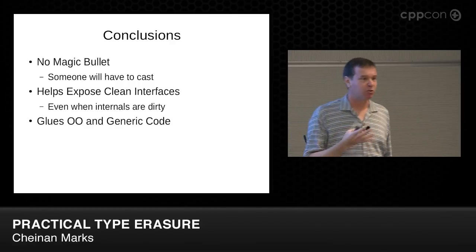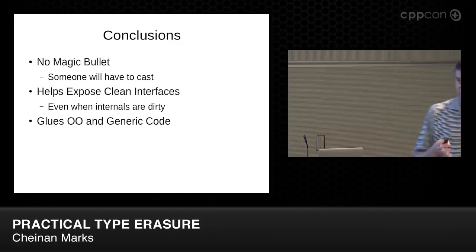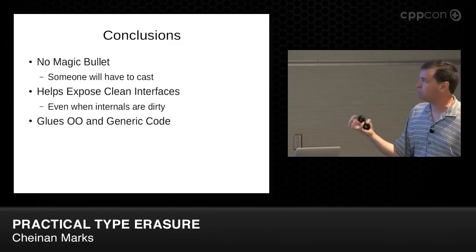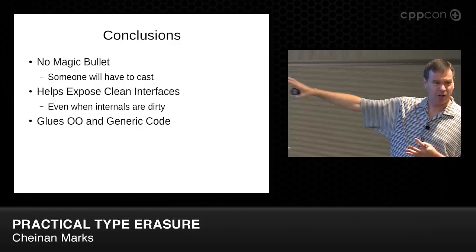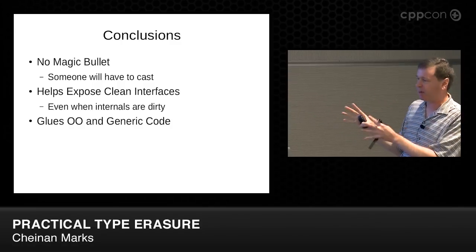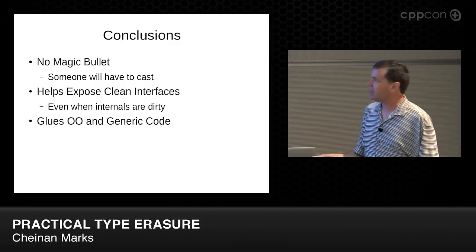But what type erasure really does, and I hope I showed that to you today, is that it helps you expose a clean interface to the clients and make your client's life much better, especially as you saw with the database. Getting that out of the client's way was such a nice thing. And so even when your internal implementation is a mess, the client just doesn't care. And then hopefully what I showed you is that type erasure has limited applications, but one of its most useful applications is to connect object-oriented and generic code together, which is what I did in the configuration framework right here.